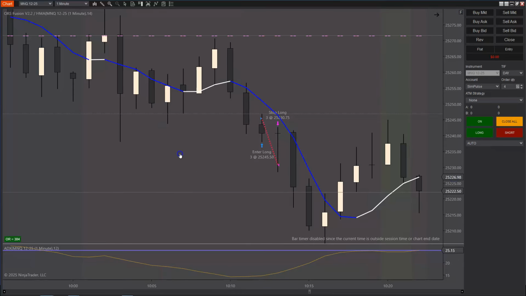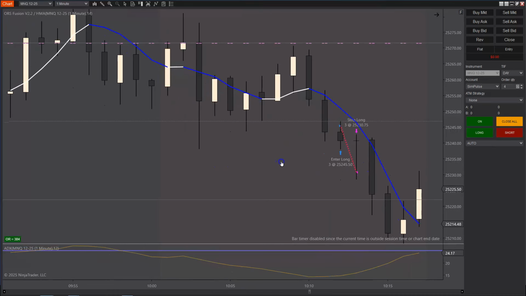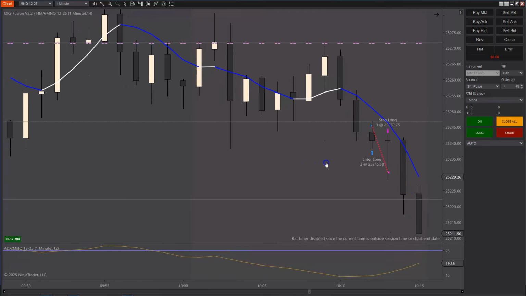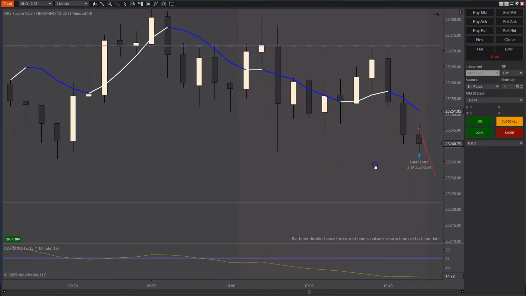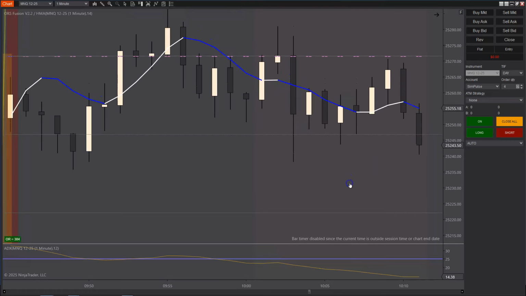Okay, so to enter a short, we need 3 things. There is a 4th thing, but we don't need to go into that right now. This is basic, we're just going to keep it basic. Right here on the chart, we have an HMA, that's the moving average. So for a short, we need a blue down sloping HMA.